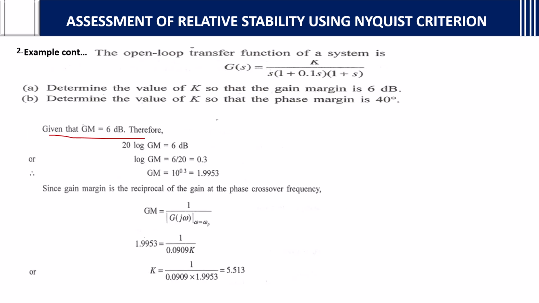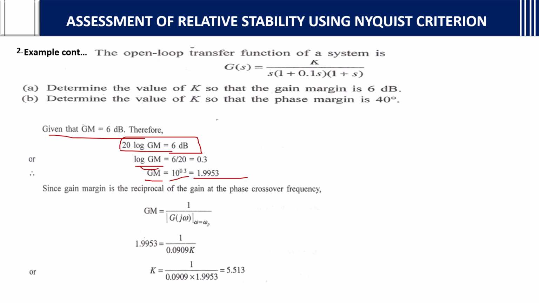So the given GM is what? 6 dB. So 20 log GM is equal to what? 6 dB. Okay. Log GM is equal to 6 by 20. GM is equal to what? 10 power 0.3. When you are converting log to this side, it becomes 10 power 0.3. You will get 1.9953. Okay.